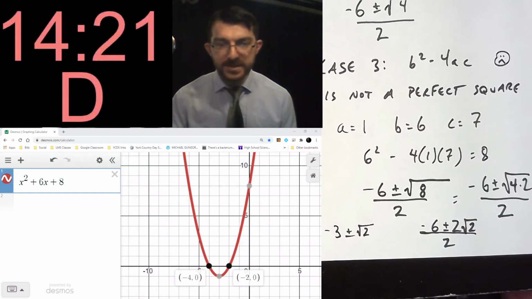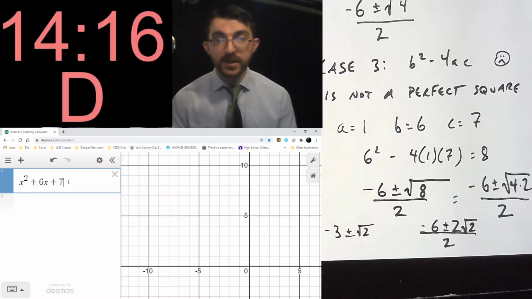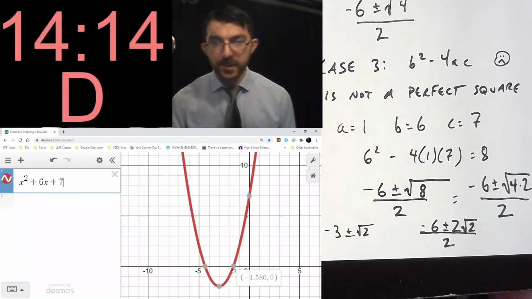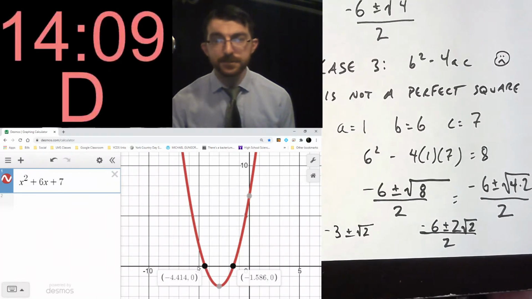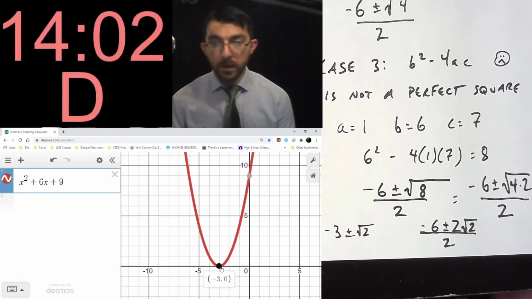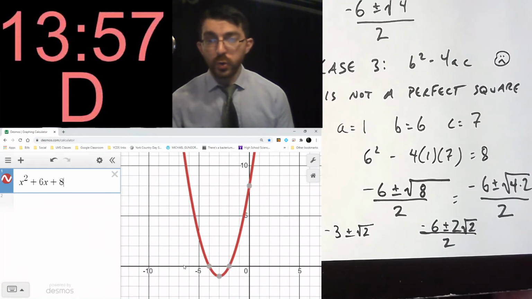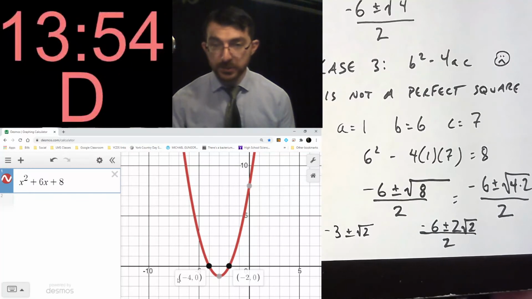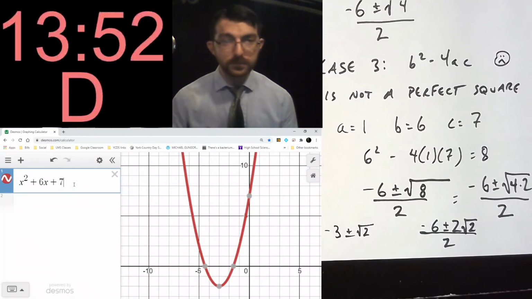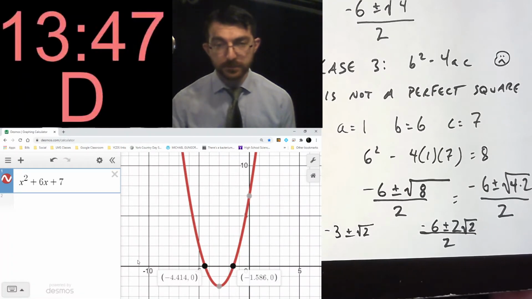Let's see that in the graph. So if I change this 8 to a 7, here's my two solutions, and they're both irrational. You see? They're two irrational solutions. So our choices are one solution, two whole number solutions, or two irrational solutions.